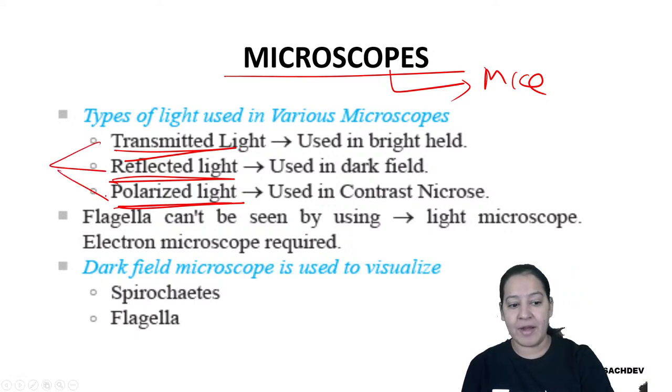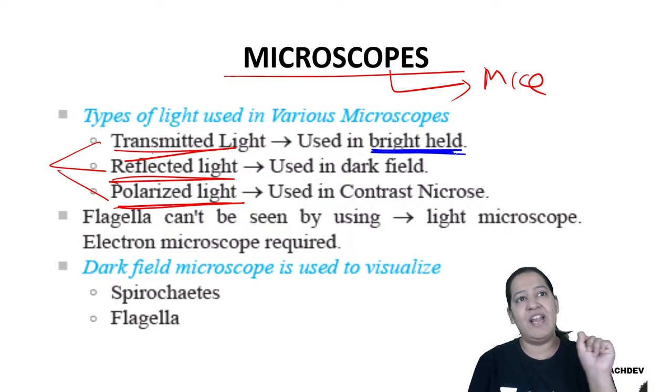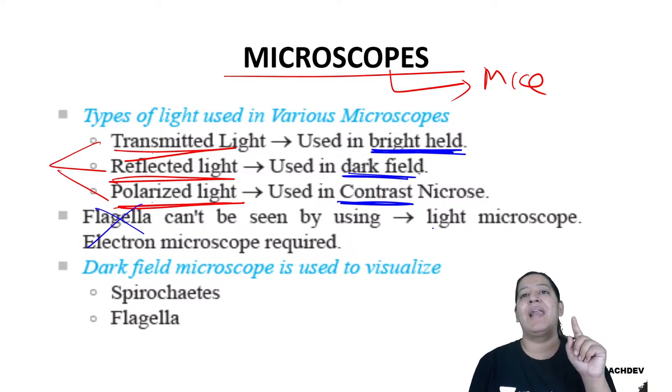Tell me the name of the microscope in which we use transmitted light. Answer is bright field. Bright field mein hum use transmitted light. Reflected light we use in dark field. So bright field, dark field, and polarized we use in contrast microscope. Contrast microscope.